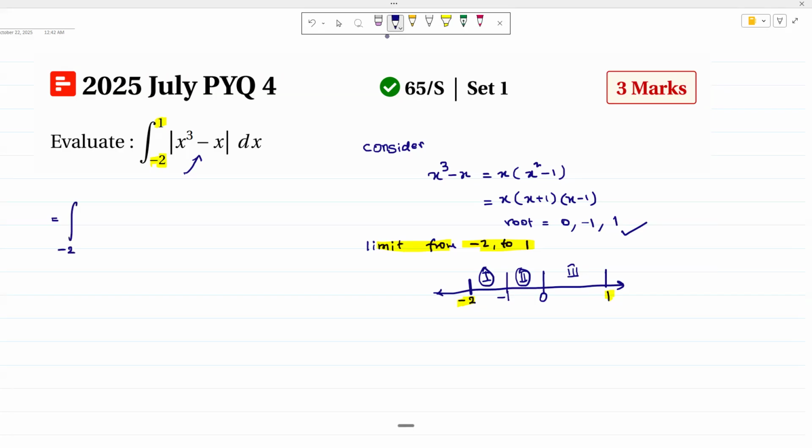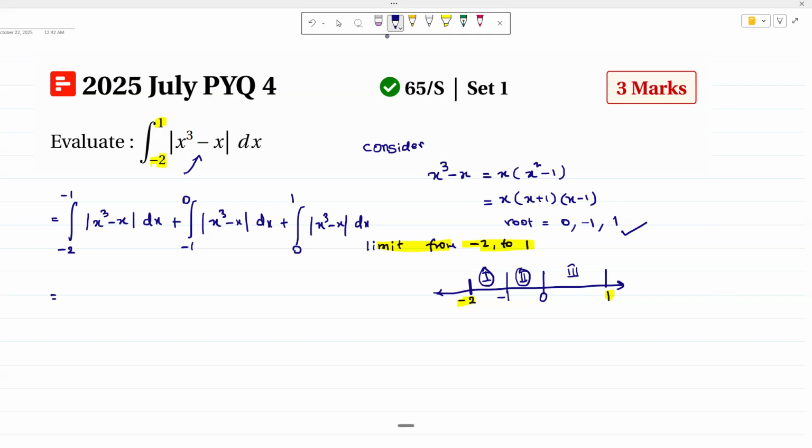So this can be written as -2 to -1, modulus of x cube minus x dx. Write down the same thing. And then -1 to 0, modulus of x cube minus x dx. And from 0 to 1, modulus of x cube minus x dx. Understood?